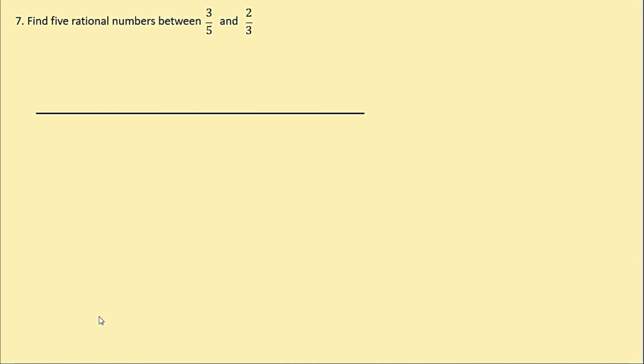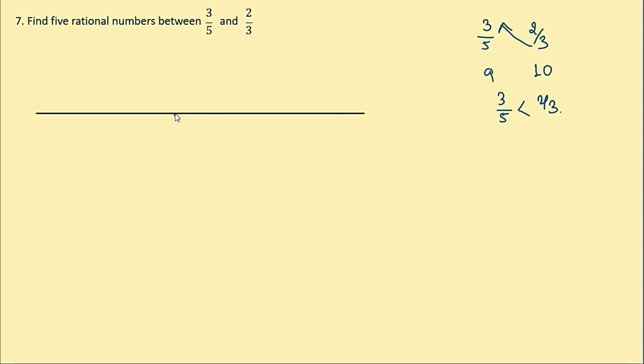So the next sum is find 5 rational numbers between 3 by 5 and 2 by 3. For this, first of all, you need to predict which number is greater than which number. So 3 by 5 we write down and 2 by 3 we write down. Let's go for the cross multiplication. 3 3s are 9 and this is 10. So obviously 3 by 5 is less than 2 by 3.